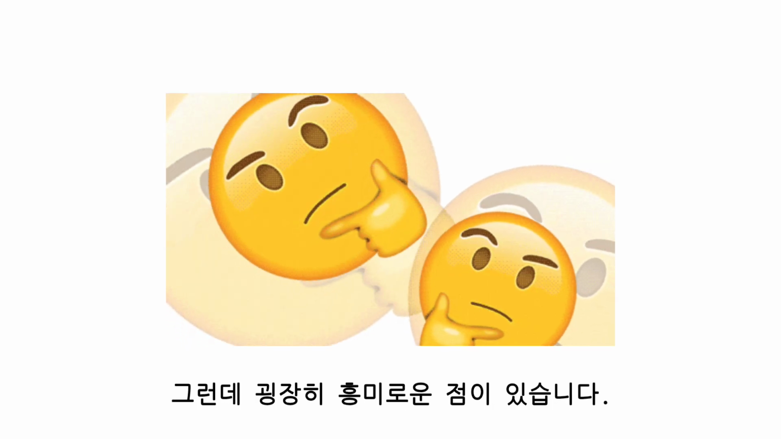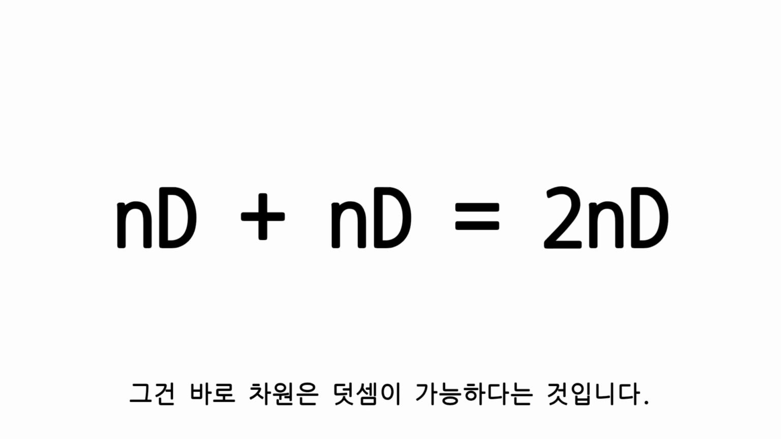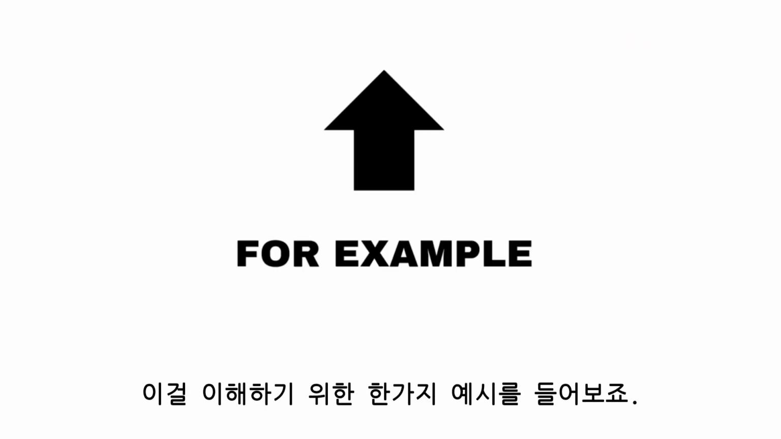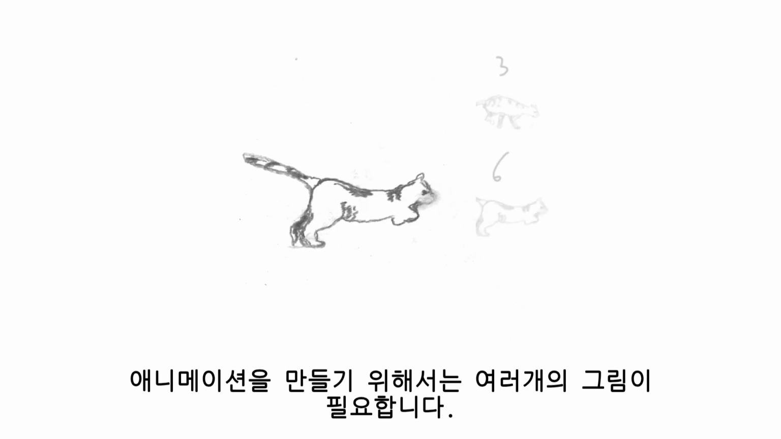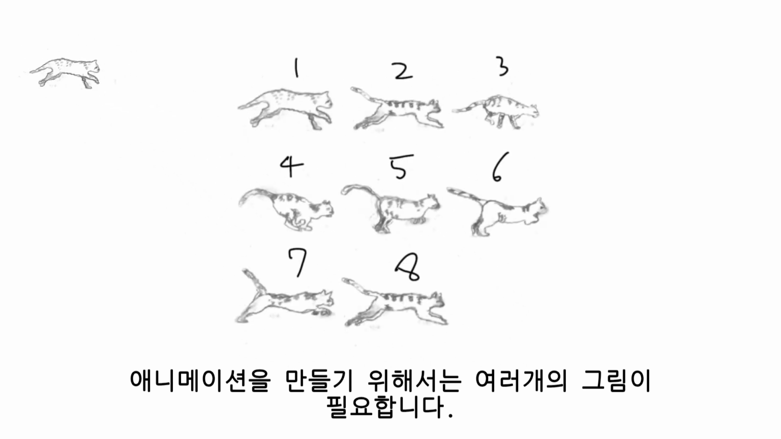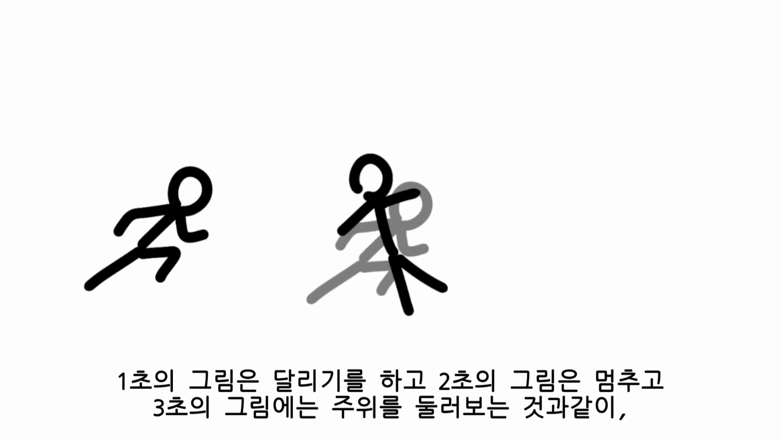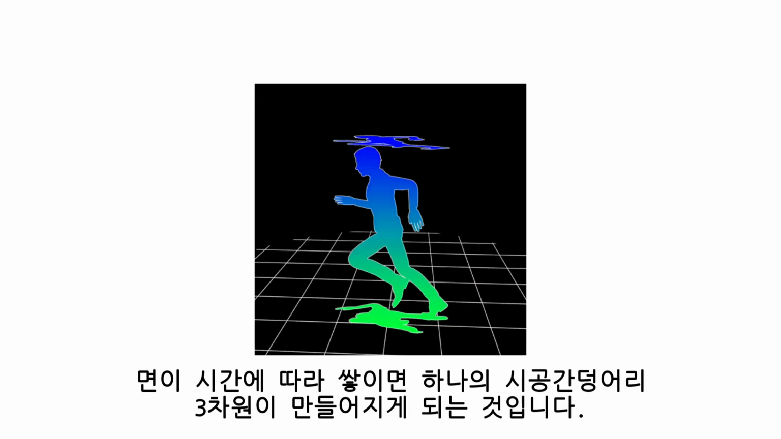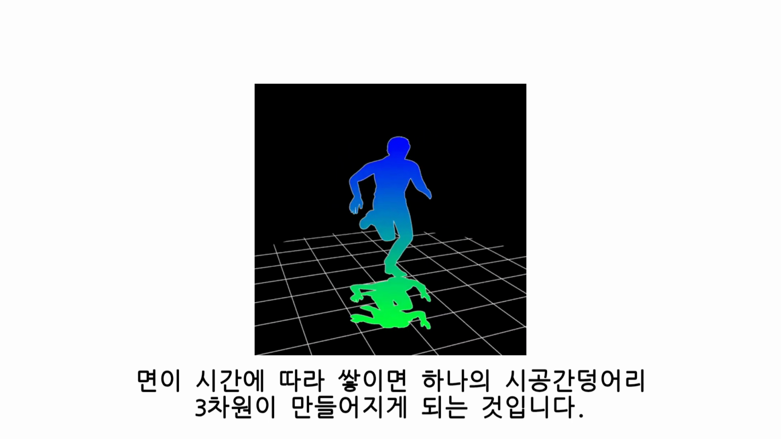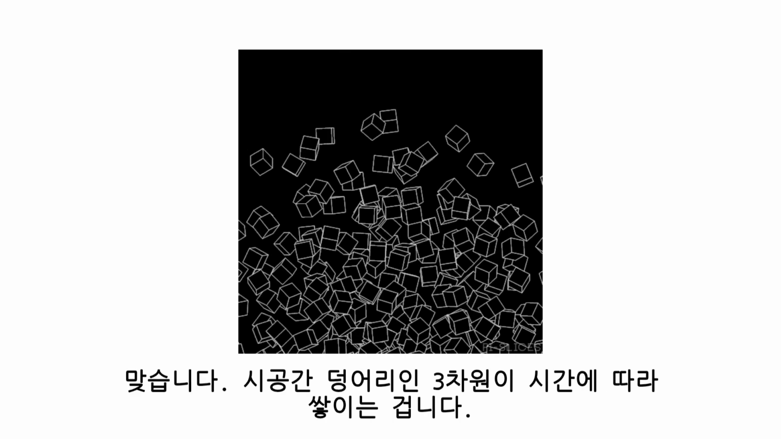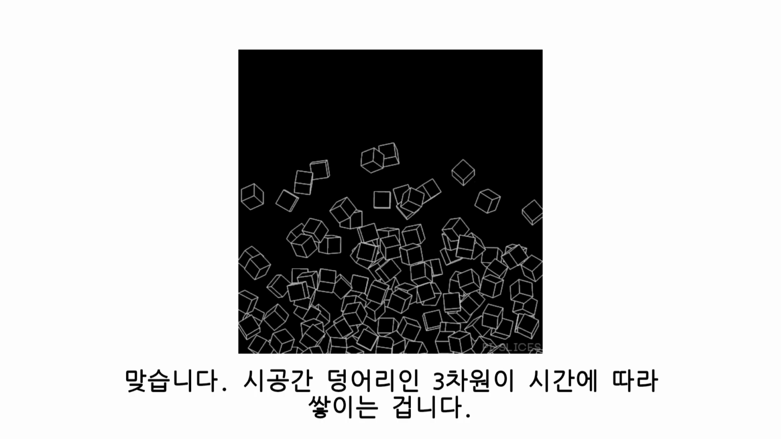But there's something very interesting about dimensions: it's possible to add them. For example, if you add 1 and 2 dimensions, it becomes 3 dimensions. Let me give you one example to understand this. Here's an animation frame. You need multiple pictures to create an animation, and each painting has a fixed time. A 1-second picture is a run, a 2-second picture is stopped, and a 3-second picture is a 3-dimensional space-time mass as the surfaces pile up over time. Then you can understand that 3 dimensions add 1 dimension to become 4 dimensions. That's right. The 3 dimensions of space-time mass build up in time.